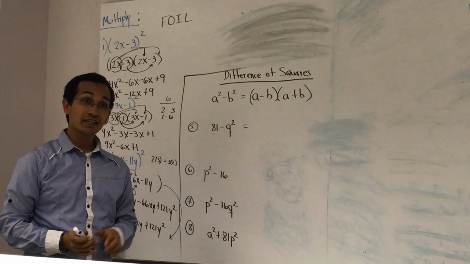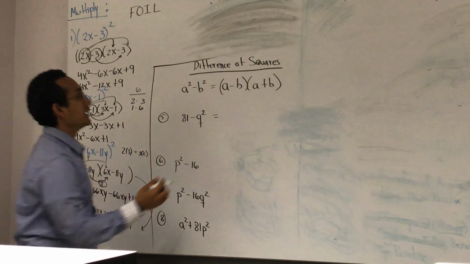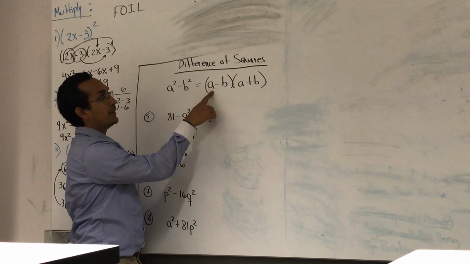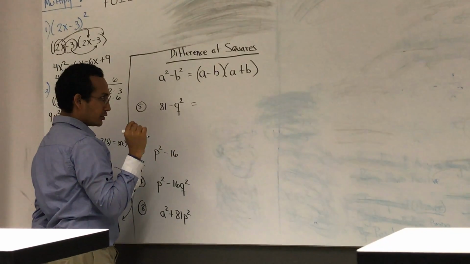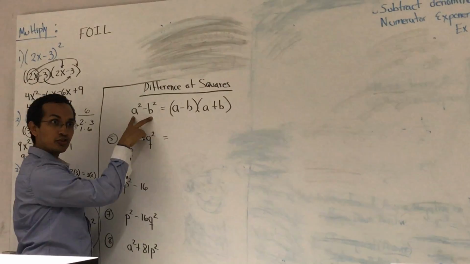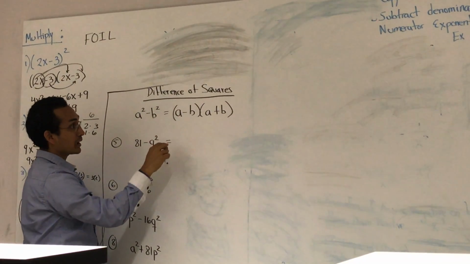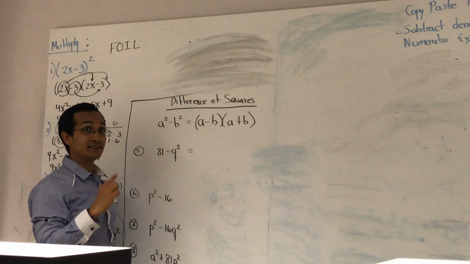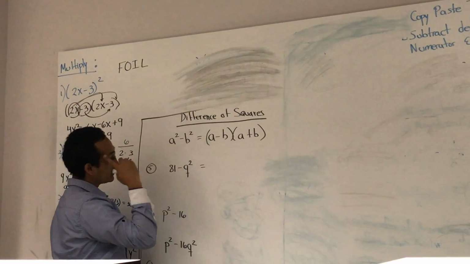Okay, now we're talking about the difference of squares. The difference of squares is a formula: a squared minus b squared is equal to a minus b, a plus b. If you notice, both of these are squares and you're subtracting them. Therefore, the name difference of squares. There is no such thing as the sum of squares, so never put that in your mind.